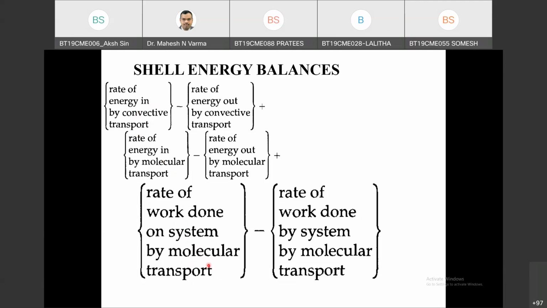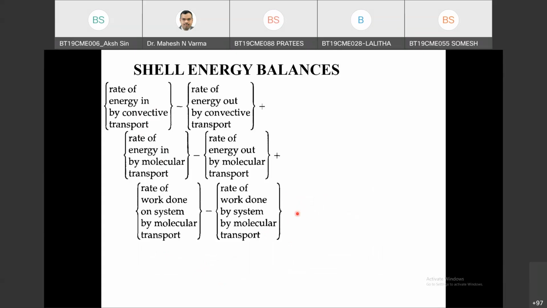Wherever there is a convection, there will be a rate of work done on a system by molecular transport, and there can be a rate of work done by the system. If on the system, energy will be added to the system. If it is by the system, energy will be removed from the system. So this is the rate of work done on the system by molecular transport, and the rate of work done by the system by molecular transport.